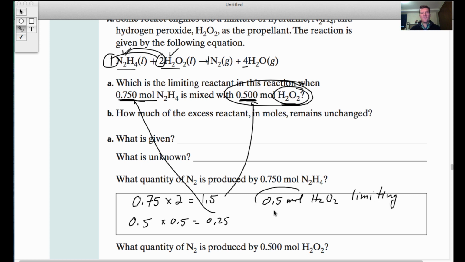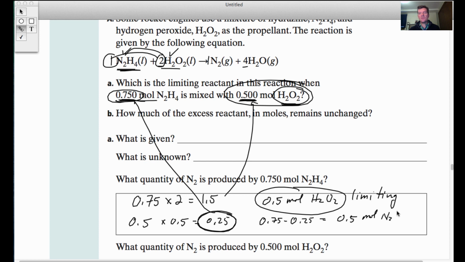Okay? All of that's going to be used up. And when it all is used up, you will have used up 0.25 of the N2H4. But you got 0.75. So you will see that 0.75 minus 0.25, you're going to have a half a mole of the N2H4 remaining in excess. Left over, didn't react. Okay?